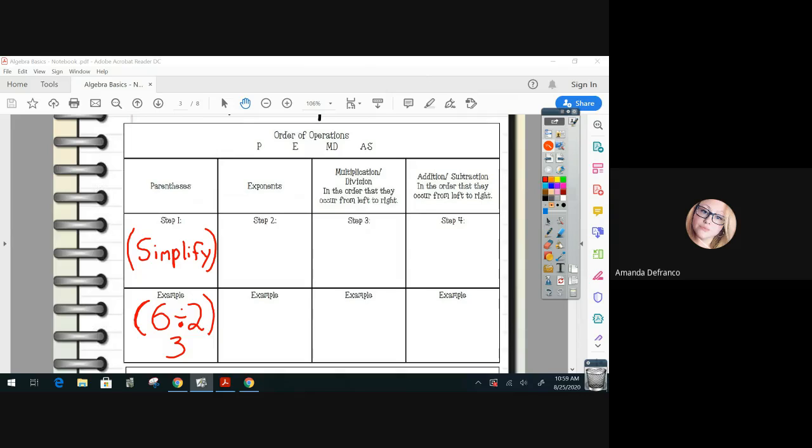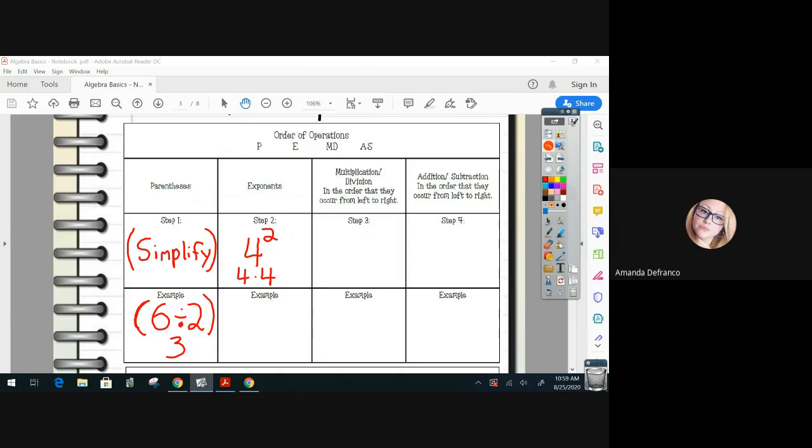What if we had exponents? Exponents we talk more about in the future, but literally all they mean are powers. So a number multiplied by itself however many times it says. An example would be 4 to the second power, and what that means is 4 times 4.